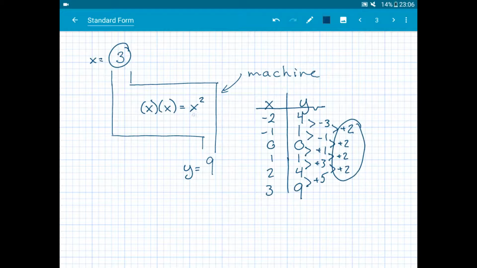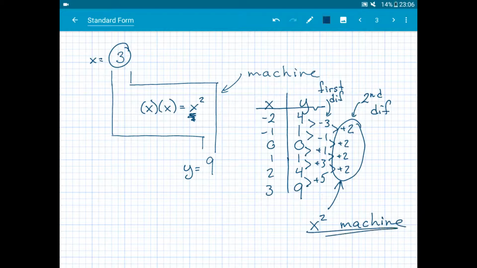Any machine that has an x squared in it as its largest power, any machine like that will have a second difference that is equal. So this is the first difference, and this is the second difference. So if the second differences are all the same, then you know that this came from an x squared machine. And it could be a more complicated machine, but an x squared machine. And what do we call x squared machines? These are quadratic functions.